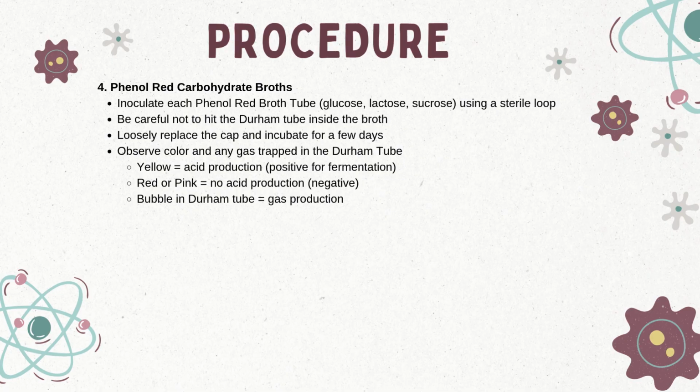What does the yellow color mean? Acid production, positive fermentation, and the red or pink color would indicate no fermentation or an alkaline reaction. This test also helped us talk about how we can tell strong fermenters from weak fermenters. The strong ones change color faster and often form gas.